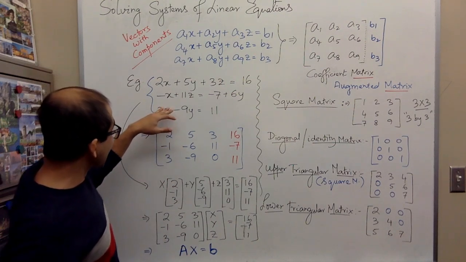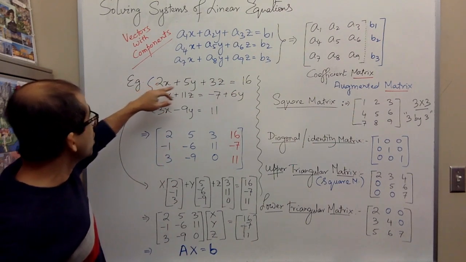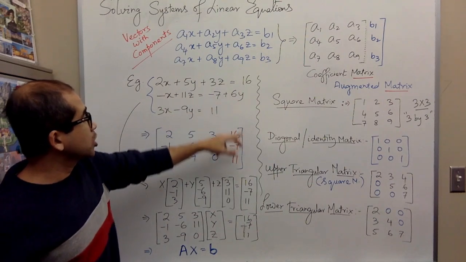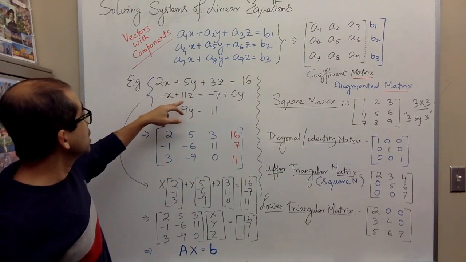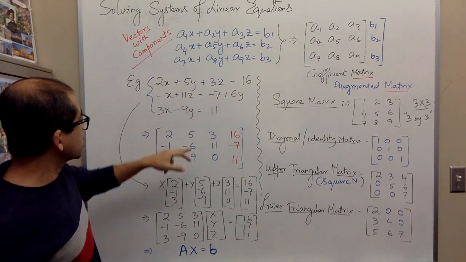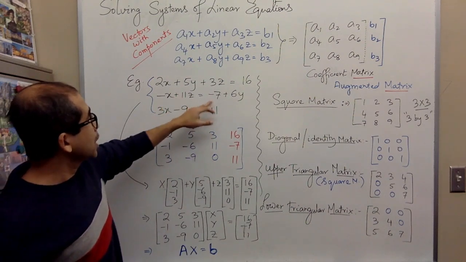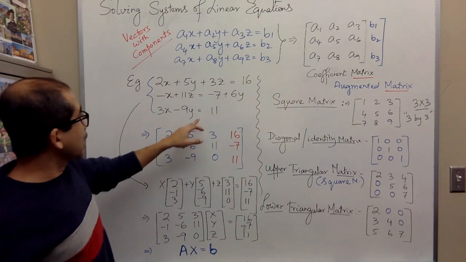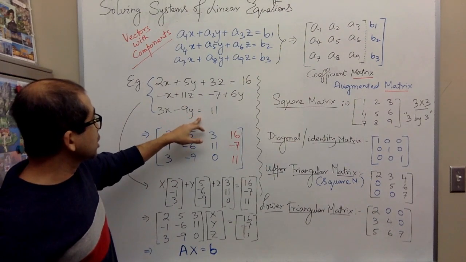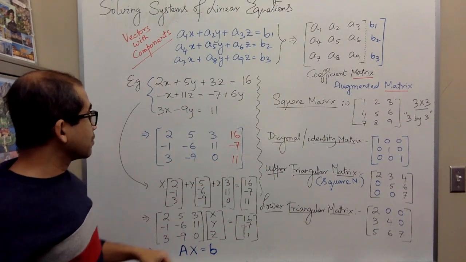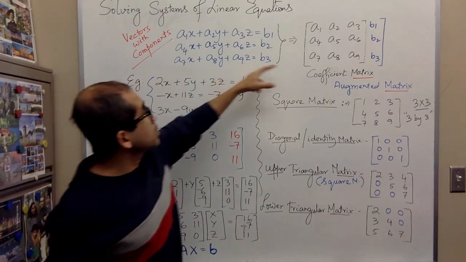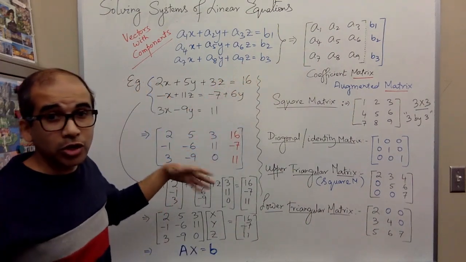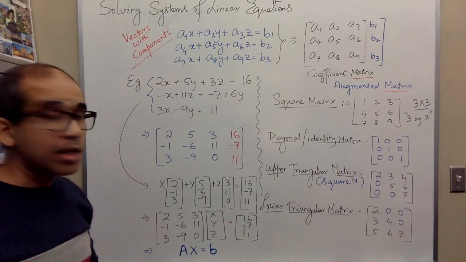Then we align them in such a way: you see 2, 5, 3, and then 16 is the constant; minus 1, minus 6 when it comes to this side, and 11, and then minus 7 is the constant; and 3, minus 9, and there is no z, so it's 0, and then 11. So this is the augmented matrix from the set of linear equations. This will be necessary to solve the equation.